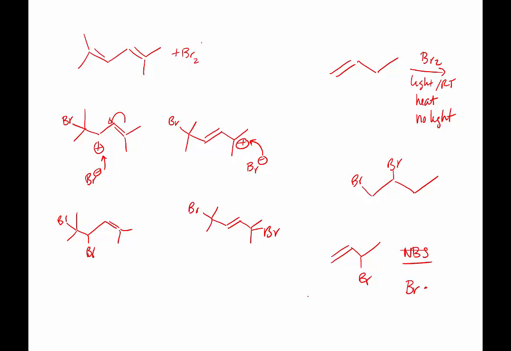You said we can't do that because you want it to be allylic. Well, if I add any molecular bromine to any molecule with a double bond, it does electrophilic addition. It adds the two bromines. It doesn't have time to do free radical halogenation.